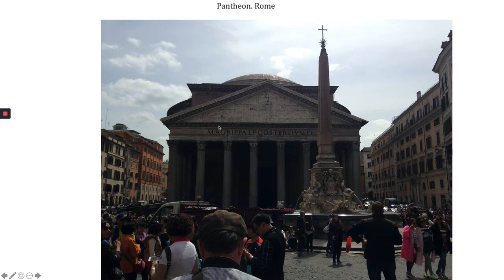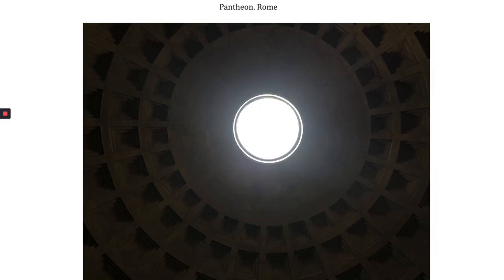And this is what it looks like today. You just go in the middle of the city, and it just kind of pops up. But what he's mainly interested in, though, is the dome, right? And this is the oculus at the very center of the dome.